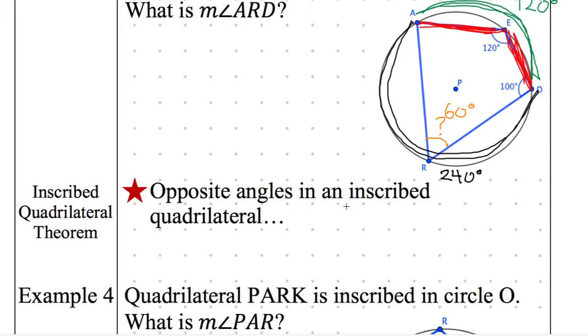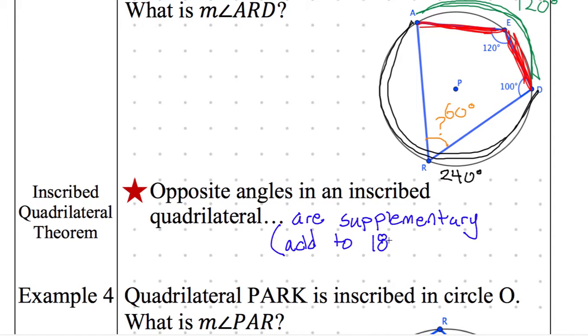All right, so here it is. Opposite angles in an inscribed quadrilateral are supplementary. And I know that's not going to help some of us, so we will say add to 180 degrees. Just look all the way across and make sure that they add to 180. That's all there is to it for quadrilaterals.